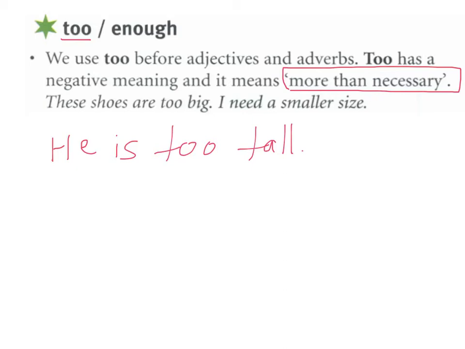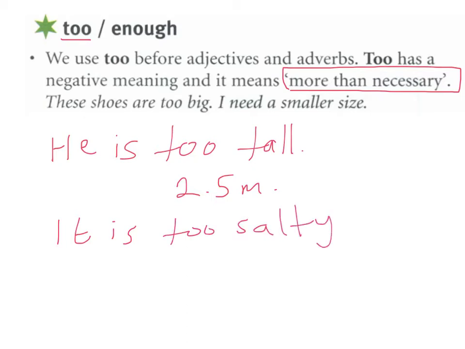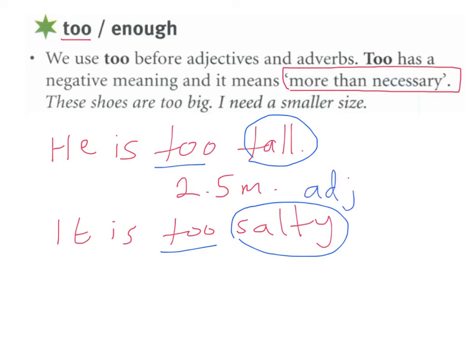For example, he is 2.5 meters. لو كان طوله مثلا 2.5 meters. So he is too tall. Also, if we say it is too salty, مالح زيادة. And as you notice, we use too before what? Before the adjective. قبل الصفة. استخدمنا too قبل الصفة. It is too salty. He is too tall.